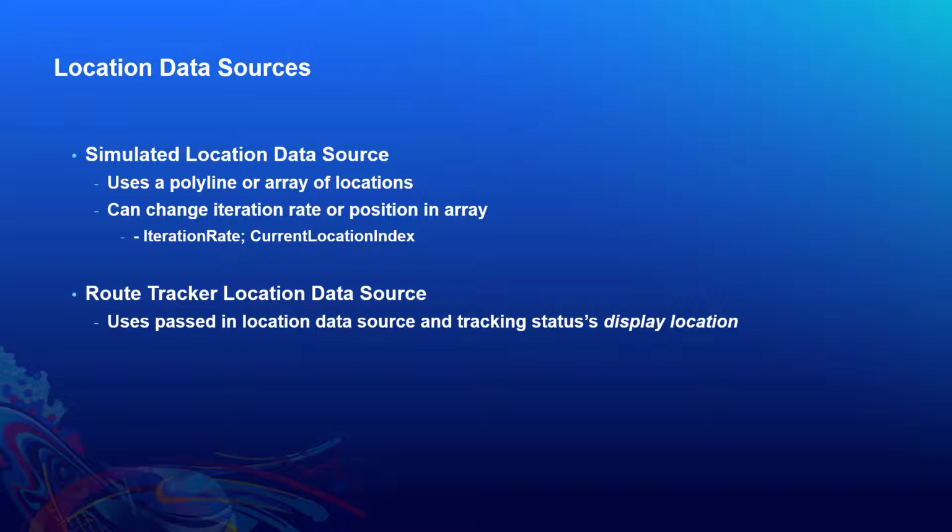Runtime also provides a route tracker location data source to allow a map view's location display to be connected to the route tracker's display location, which snaps the current location to the route and aligns the bearing to the route path, thereby eliminating some of the potential wandering of incoming GPS locations.